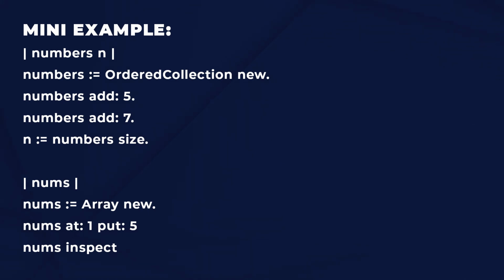So let's look at a mini example. This is a class, ordered collection, and that's a type of data structure. It's a collection of an ordered collection of objects. So I can say numbers is assigned ordered collection new, unary message. Numbers add 5, this is a keyword message, period. Numbers add 7. Then I can say n is assigned numbers size, so n will be 2. Nums gets array new. Nums at 1, put 5, and then inspect it. And you'll see that at the first position in that array, it has 5.